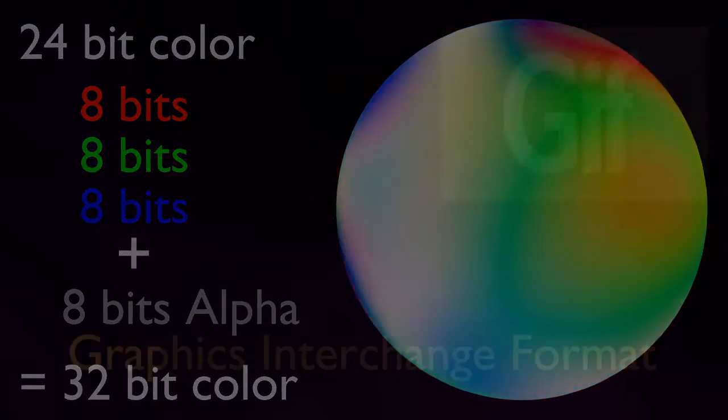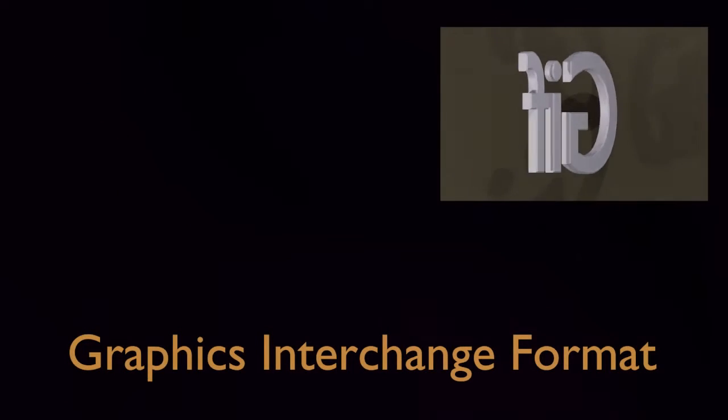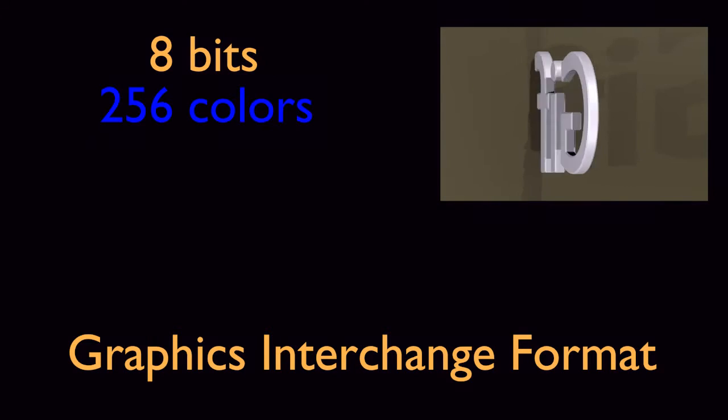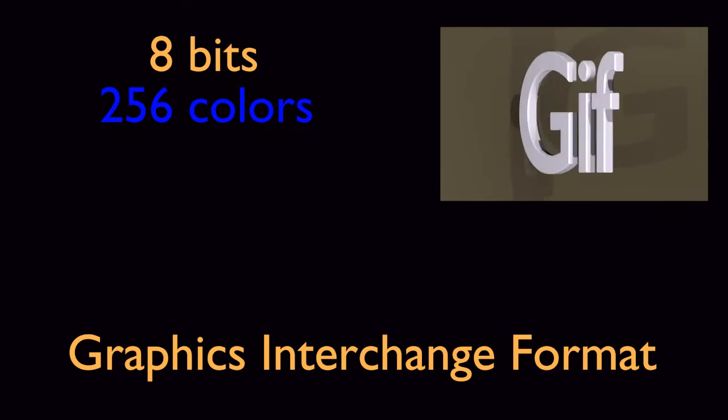Now, GIF, which stands for Graphics Interchange Format, also pronounced GIF, is an outdated image format, which supports only 8-bit color, that is 256 colors per image block.